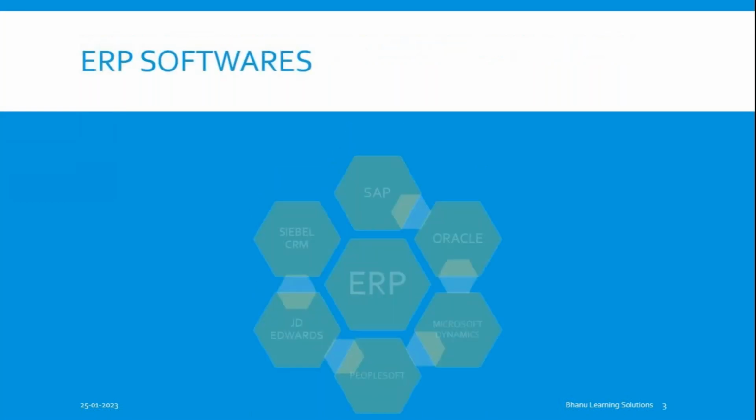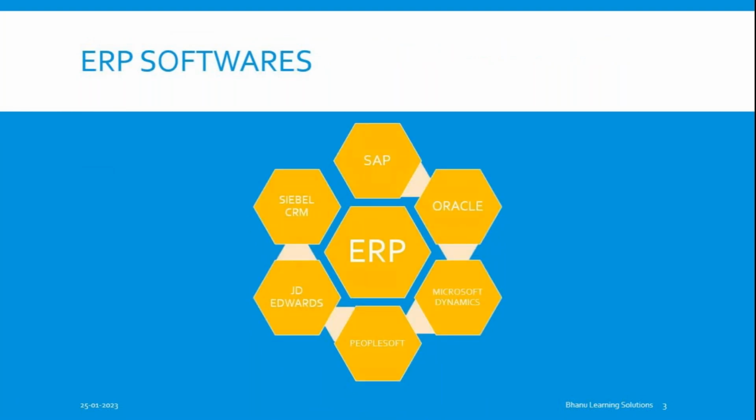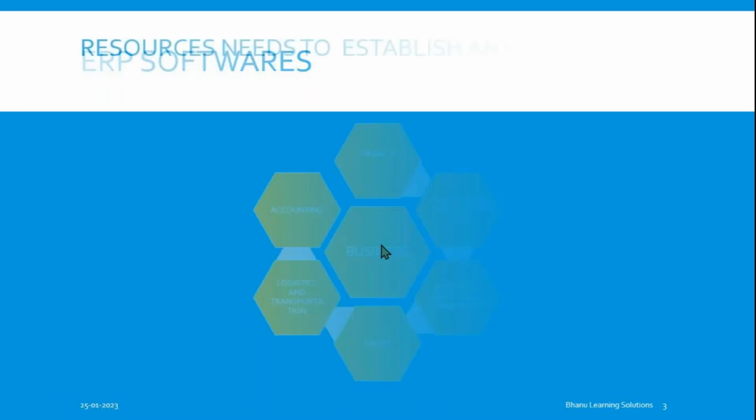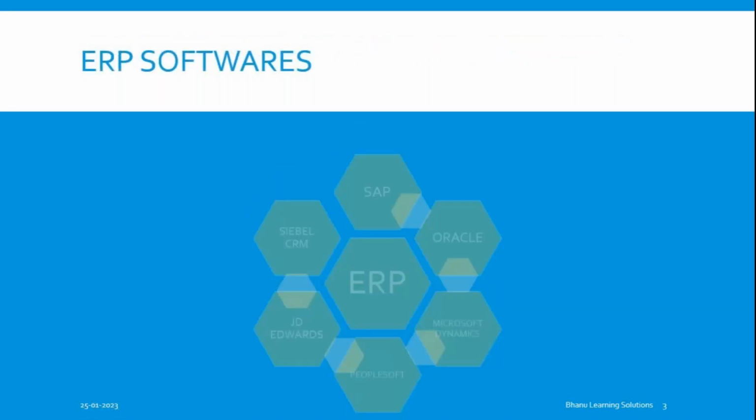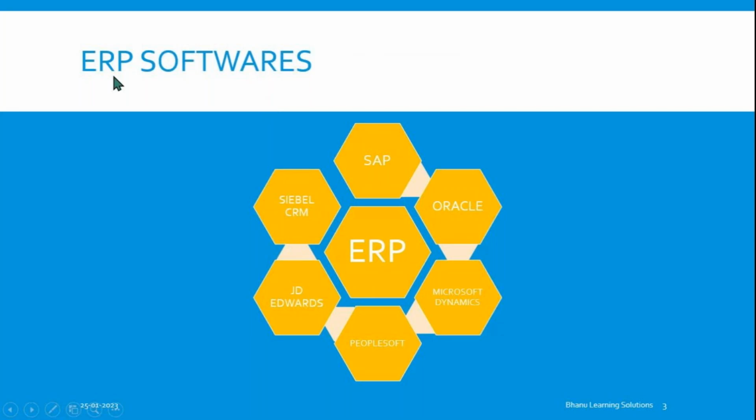Now, in the market, there are so many ERP vendors or ERP software available. ERP is nothing but enterprise resource planning. In the previous screen, we have seen that these are the resources. So all these resources are kept in the form of a software called ERP, enterprise resource planning. It is capable of managing all these things.